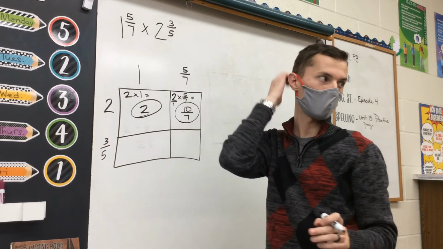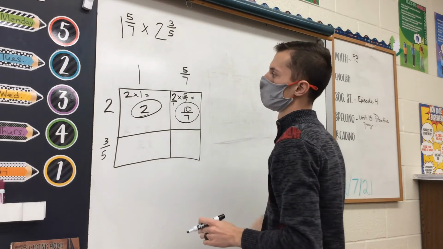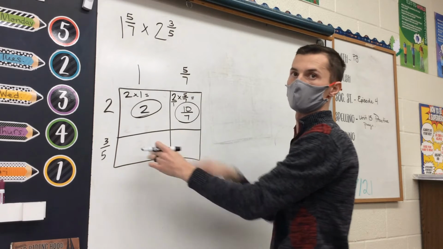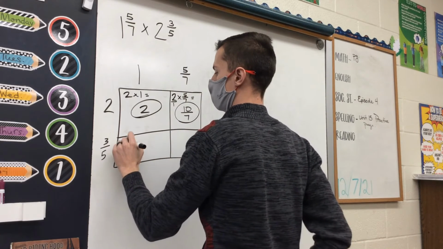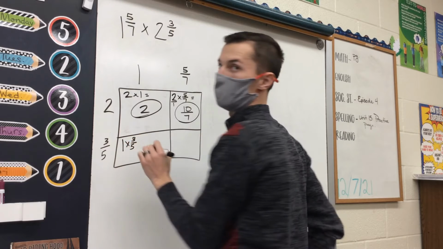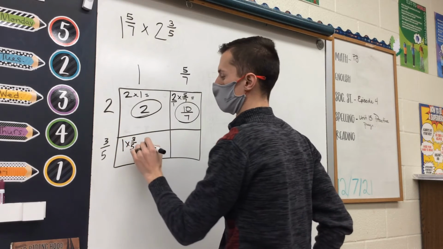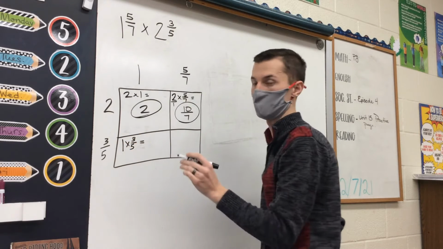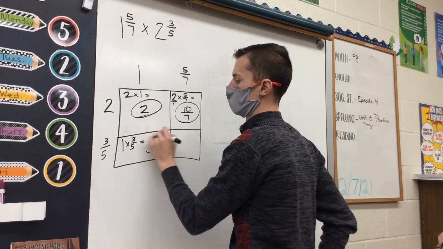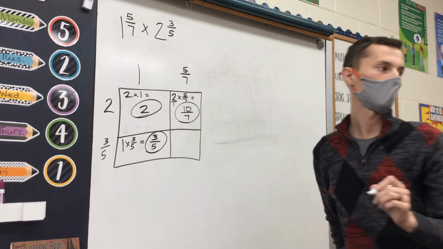Moving down to our bottom box, we have got 1 times 3/5. We know any number times 1 is itself. And so we're going to get 3/5 right there. Circling that for later.